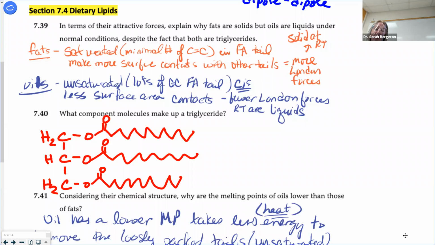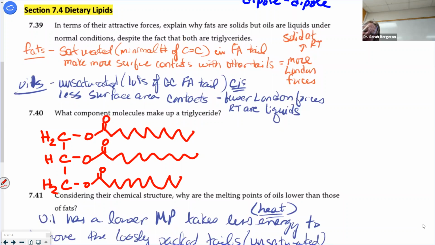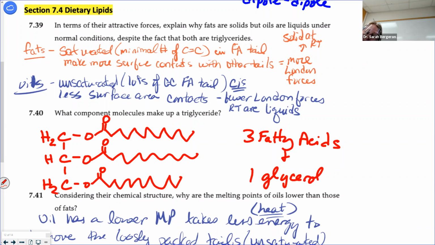Right? So what component molecules make up a triglyceride? We have 3 fatty acids and 1 glycerol. And this happens in a condensation reaction.